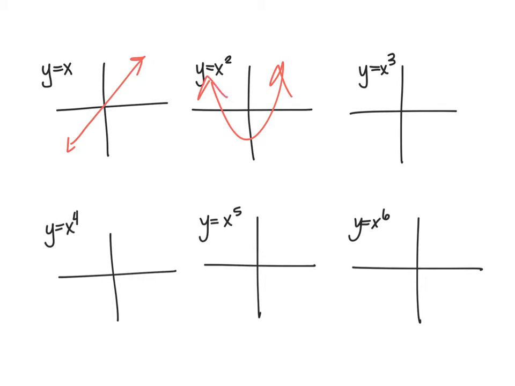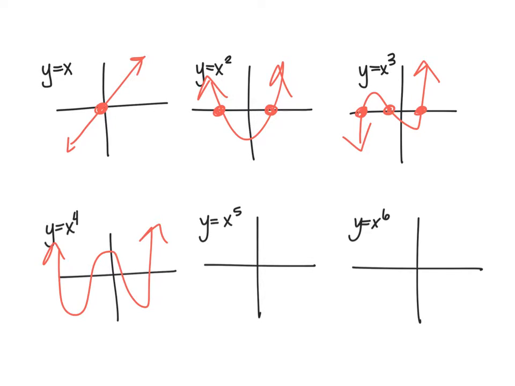X squared is going to give us a parabola, and that's going to cross 2 times. So a linear function crosses once, a parabola crosses twice, so x to the third is going to have to cross 3 times. And remember, I'm just looking at the x-axis: 1, 2, 3. X to the fourth, then, is going to have to cross 4 times: 1, 2, 3, 4. X to the fifth is going to have to cross 5 times.